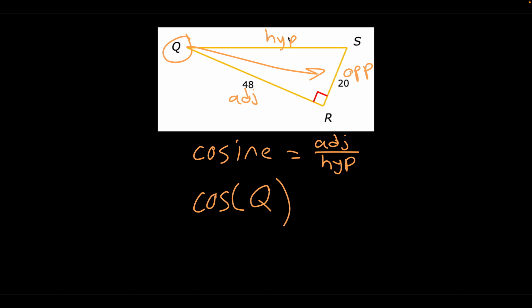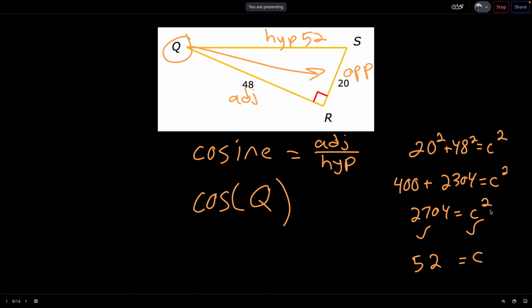All right, we don't know the hypotenuse. We need the hypotenuse to do the cosine. So this is where we have to use the Pythagorean theorem. We should know how to do that, so I'm going to show the work over here. So here is the work. Here's the Pythagorean theorem. You should be getting that c, the hypotenuse, is 52.